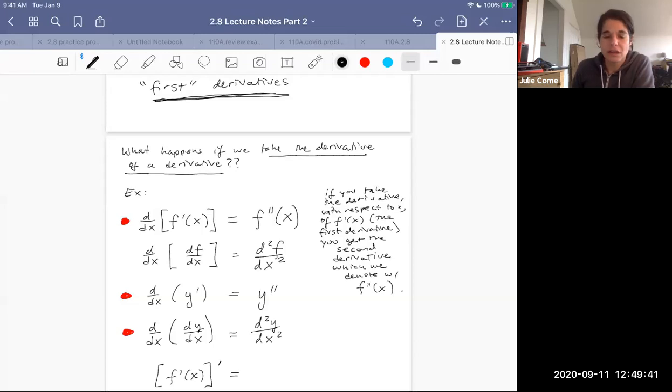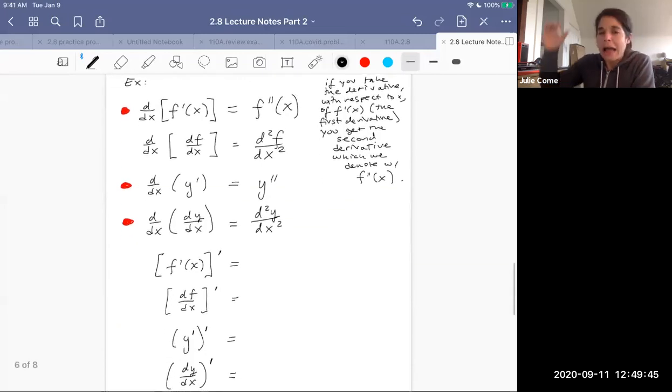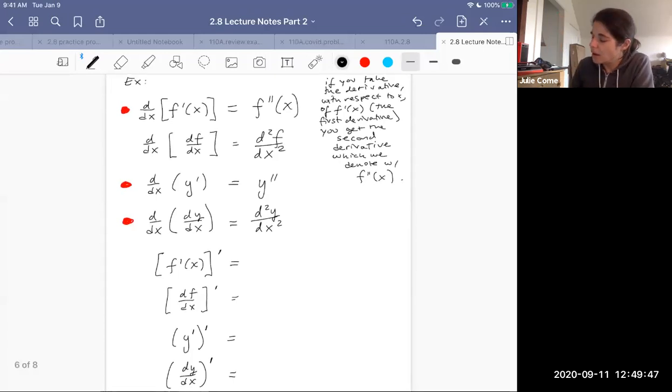It's just a notation. What about if I have the prime outside of the bracket or parenthesis indicating to take the derivative?